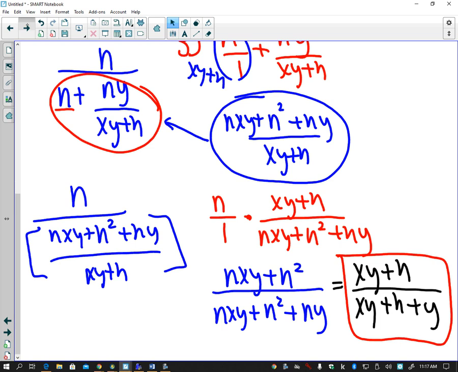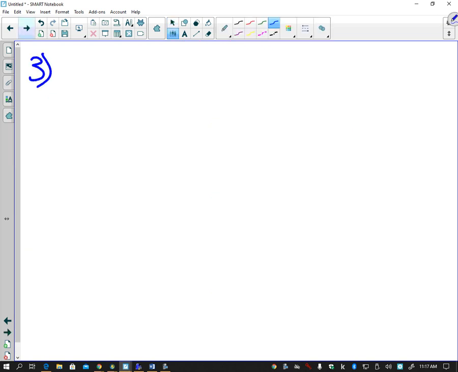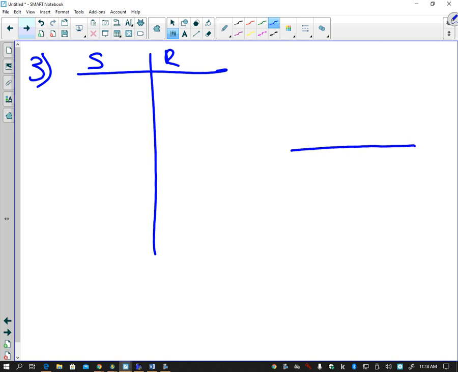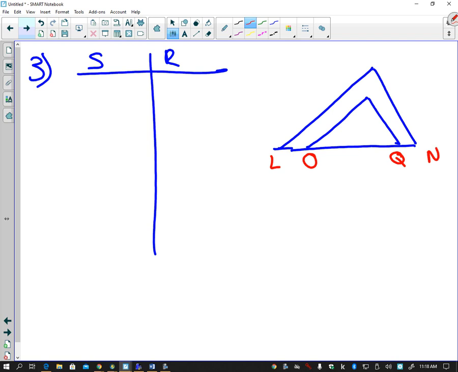Number 3. We only have so much time. Two-column proof. How many of you are going to do the two-column proof? Okay, all right, so let's do it. Statement, reason. L O Q N M P.